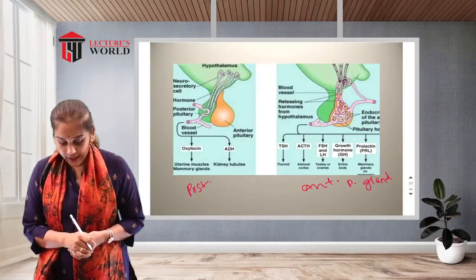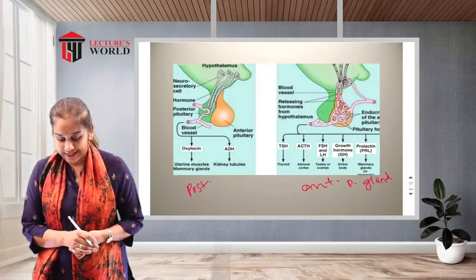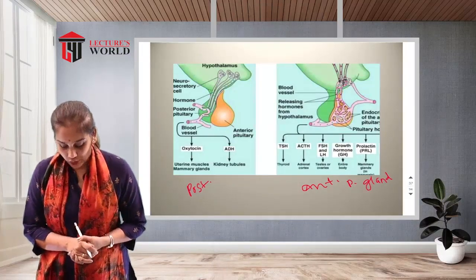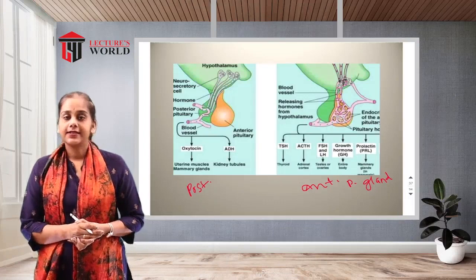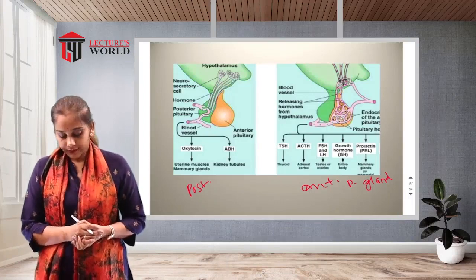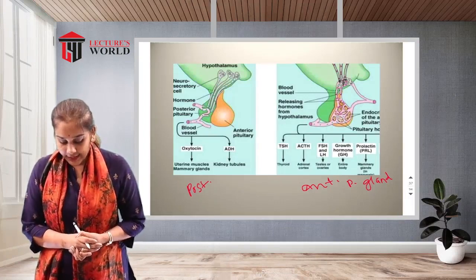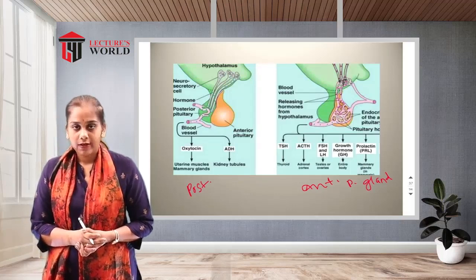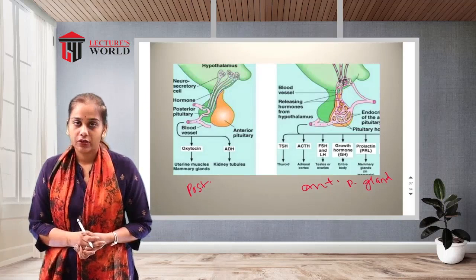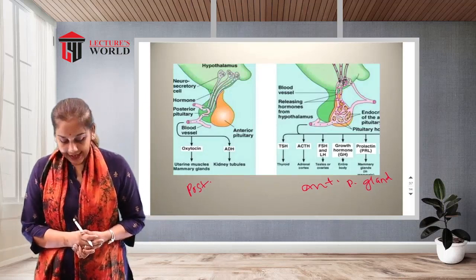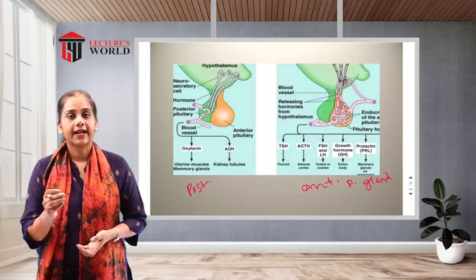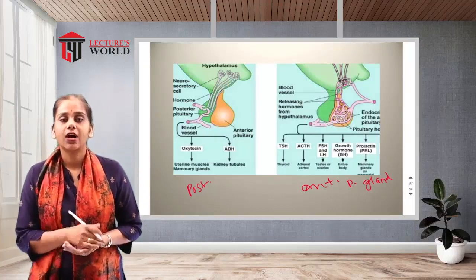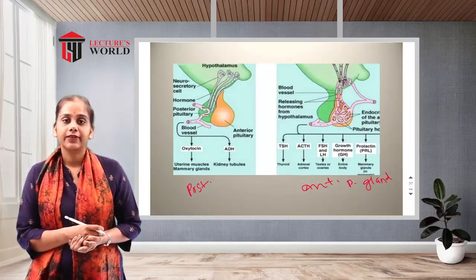Then follicle stimulating hormone and luteinizing hormone trigger the testes and ovaries, and they secrete androgens. Then ACTH stimulates secretion of corticosteroid hormones from the adrenal cortex, or we can say adrenal glands. Thyroid stimulating hormone acts on the thyroid gland, and the thyroid gland secretes the hormones T3 and T4.